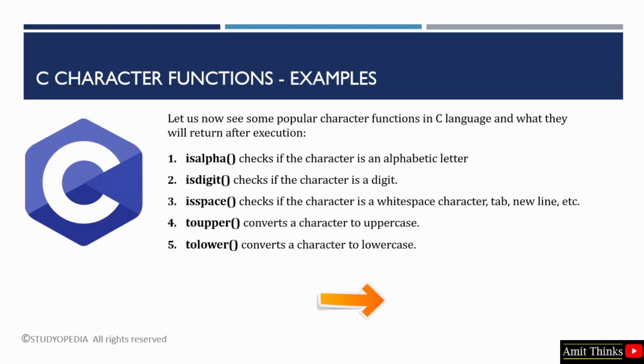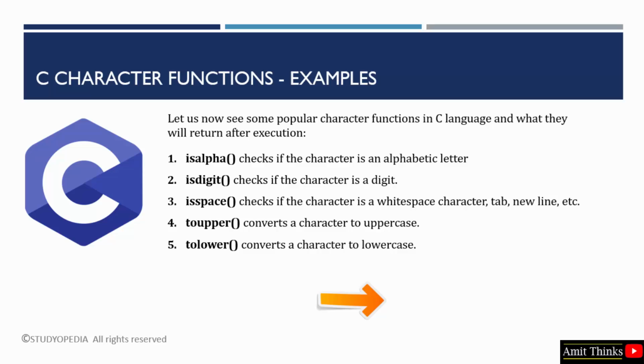Let us now see some examples. Here are some popular character functions used in C language. Through these you can check whether a character is an alphabetic letter, a digit, a white space, and you can also convert a character to uppercase or lowercase. Now let us see the example. We will begin with the isalpha function. The isalpha function will check if the character is an alphabetic letter or not.